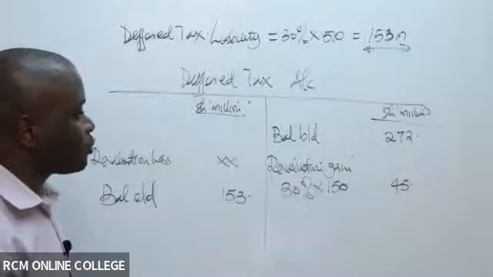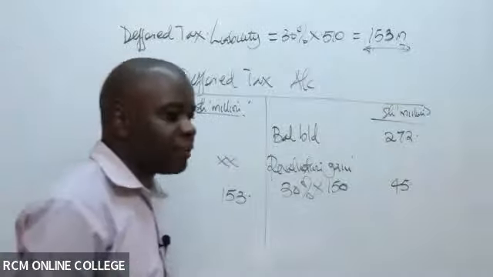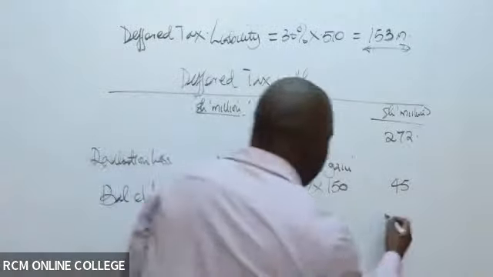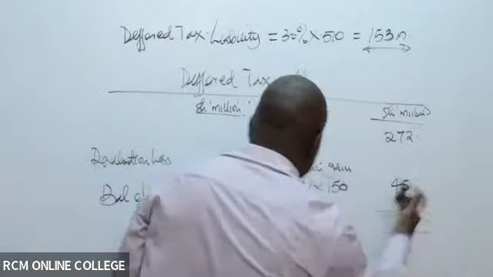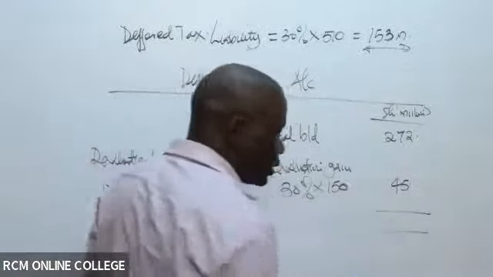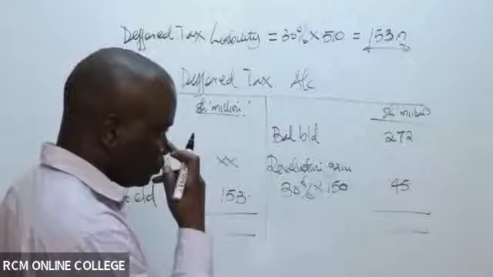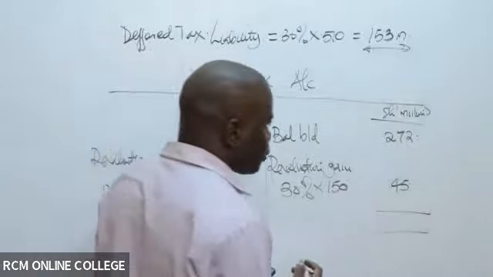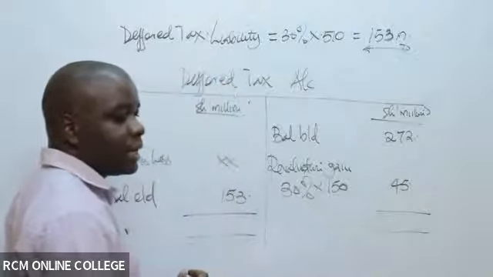So I think all is complete. What we need to do now is balance our deferred tax account. Which side is more? Since the credit side is more, what is the total there?